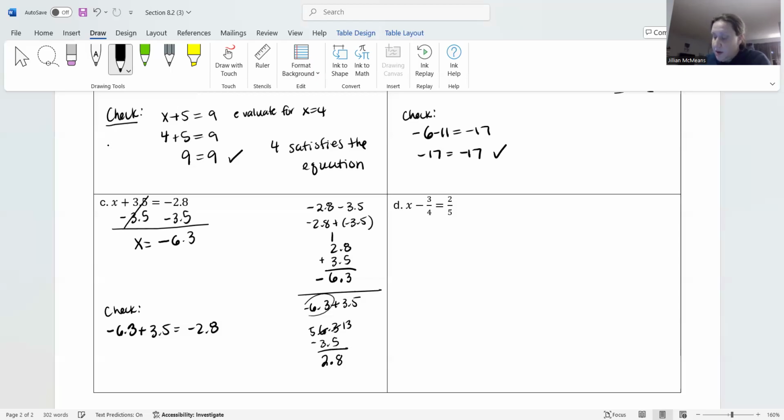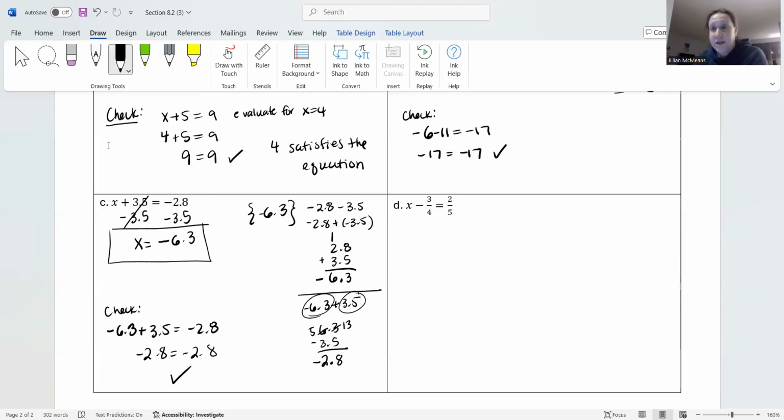Now, we started with negative 6.3 plus positive 3.5. We definitely had more negative than we did positive. So this would be negative 2.8, which does, in fact, equal negative 2.8. So we can say with confidence our answer is negative 6.3. And again, we could write it all fancy like this. Okay? Last up for this example, we have x minus 3/4 equals 2/5.